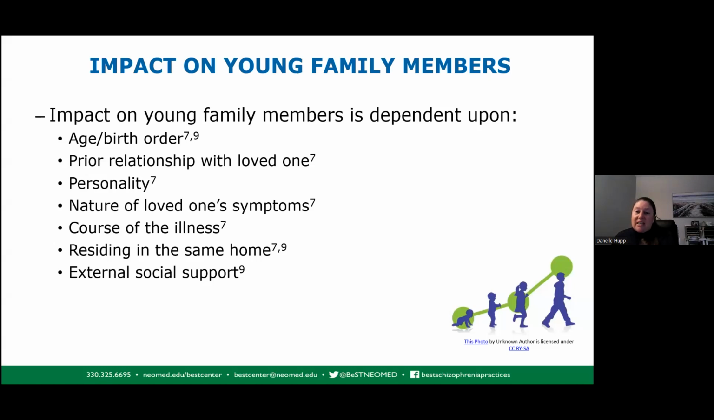Do they reside in the same home? Does one wish that they were able to reside in the same home, but there's divorce or separation or something within that family unit? And what is that young person's level of external support, social support? Maybe at home things are difficult right now, but they have a really strong church family that they are steeped in and that they feel supported with there.